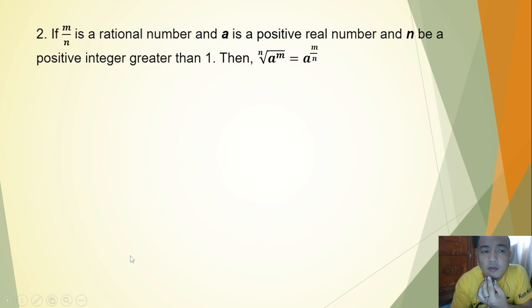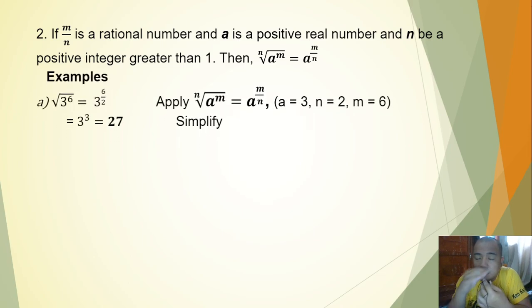How about this? If m over n is a rational number and a is a positive real number and n is a positive integer greater than 1, then the nth root of a raised to m is equal to a raised to m over n. This time, the numerator, the exponent of the radicand, is not anymore 1 but more than 1, greater than 1.